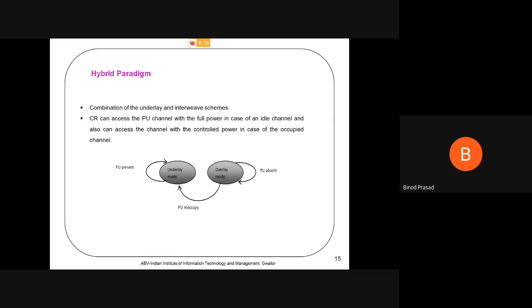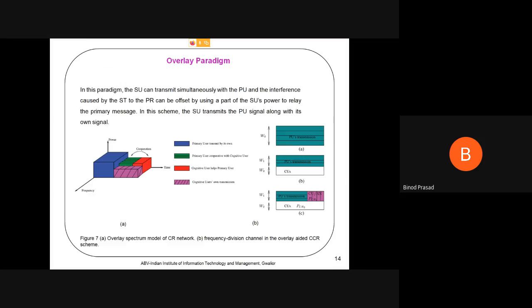In this scheme, as we have discussed till now, each approach has some kind of advantage and disadvantage. In case of overlay, the SU requires some knowledge about the PU, that is its codebook, because it has to cooperate with its signals. So obviously it requires information about the PU codebook. If it knows, then only it can work as a relay, and then it will transmit the PU signal to the PU destination, working as a relay.